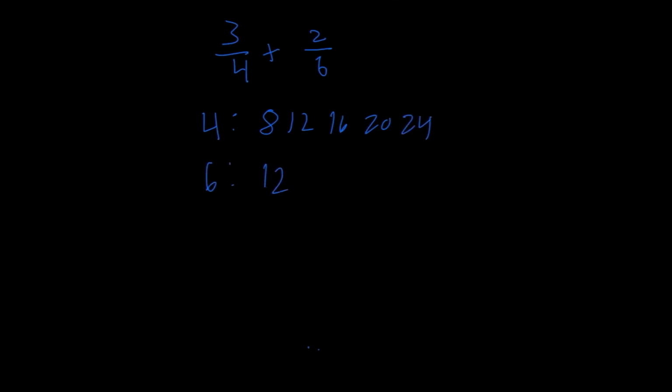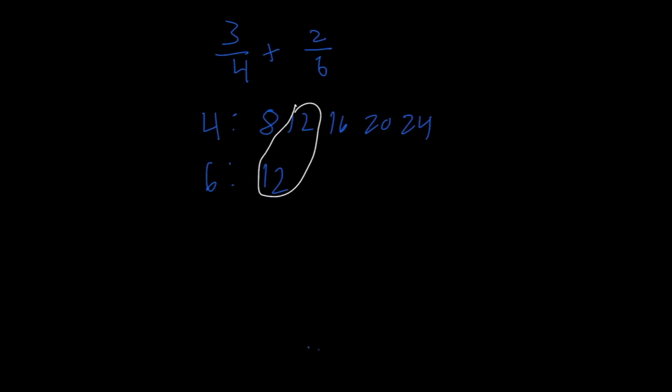So I'm going to be doing 3 over 4 plus 2 over 6. The original method will work every single time as long as you know the multiples. The multiples of 4 are going to be 8, 12, 16, 20, and 24, and then 6 is going to be 12, and once I see 12, I know that we have the multiples for our two denominators.